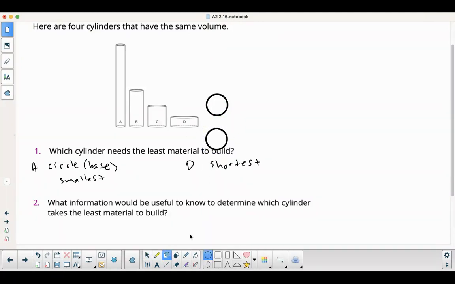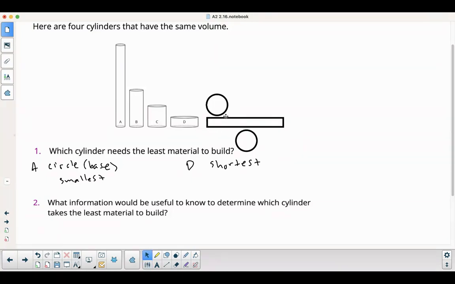Think of the side of D like the label of a can of soup. If I peel off the label, what shape is it? It's a rectangle. The height of the cylinder gives you one side of the rectangle, and the other side is actually the circumference.